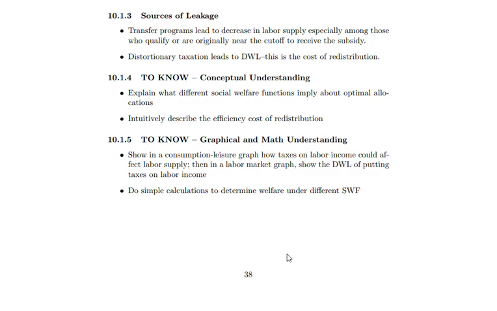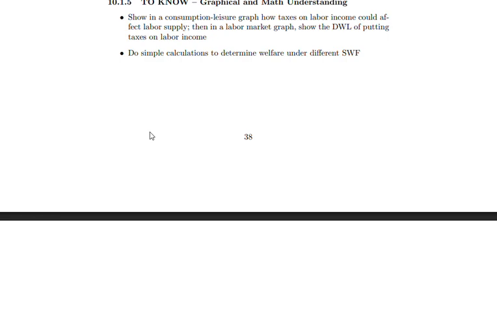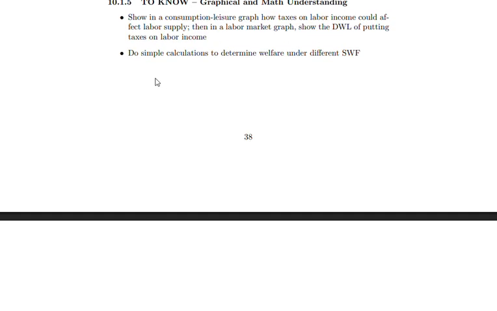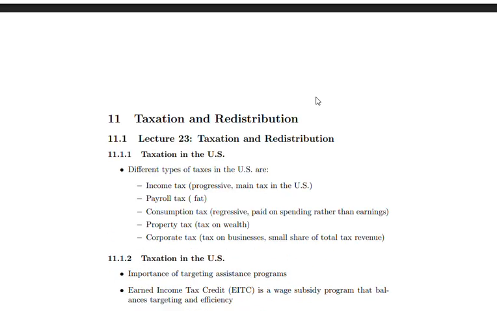The key concepts here: explain what different social welfare functions imply about optimal allocations. Intuitively describe this efficiency cost of distribution. Show in a consumption-leisure graph how taxes on labor income could affect labor supply. Then in a labor market graph, show the deadweight loss of putting taxes on labor income. Do simple calculations to determine welfare under different SWFs.